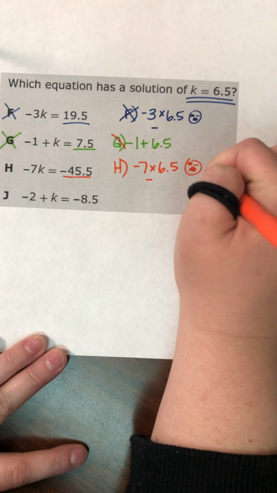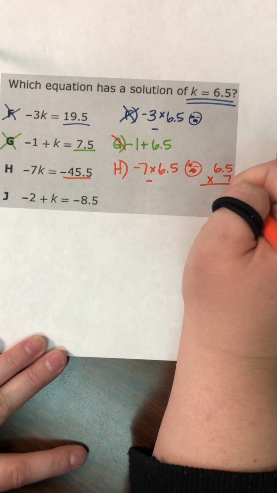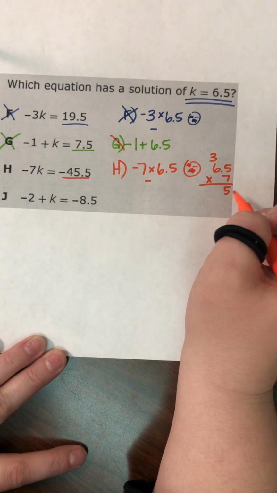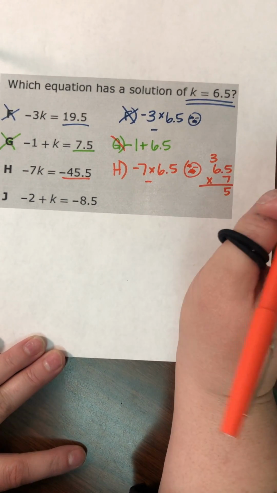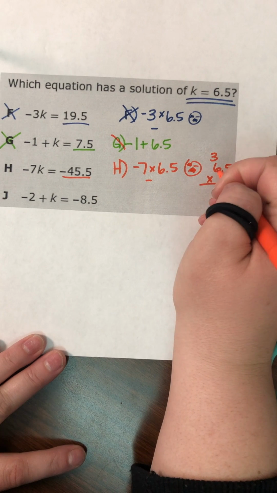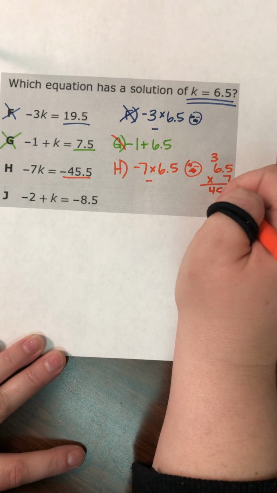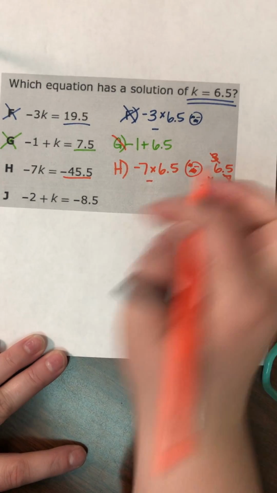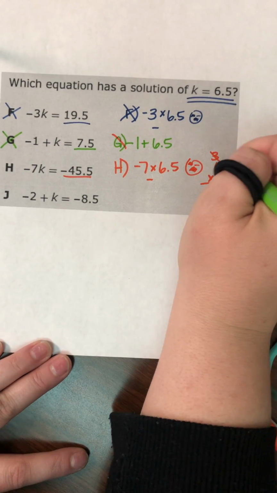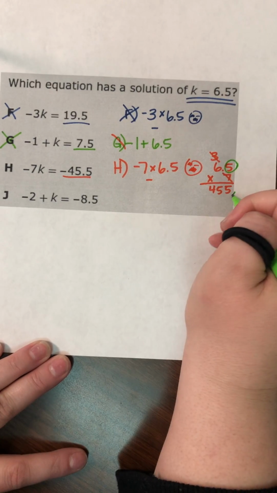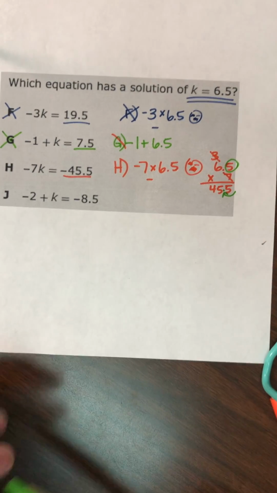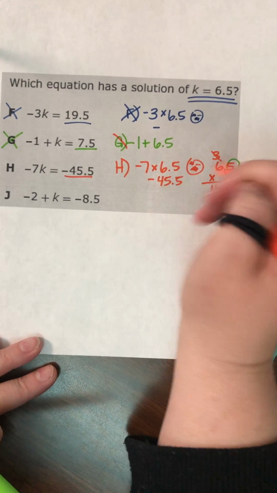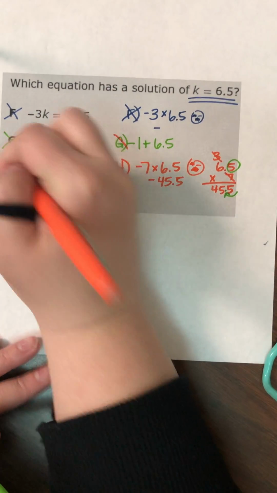So I'm going to do 6.5 times 7. And then 7 times 5 is 35. Notice I didn't have to line up any decimals. You don't have to do that when you're multiplying or dividing. So 7 times 6 is 42, plus 3 is 45. Okay, I'm done multiplying, but I do have a decimal. I only have one space behind it, so I'm going to move my decimal over one space. So this answer is going to be negative 45.5, which is a correct match, answer H.